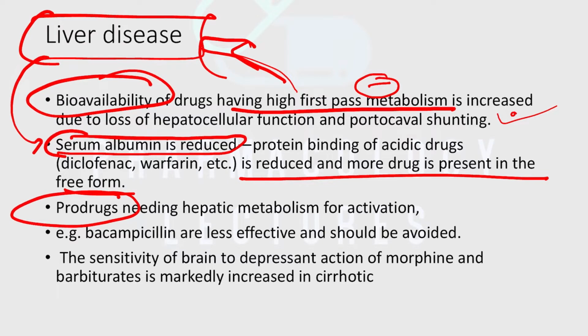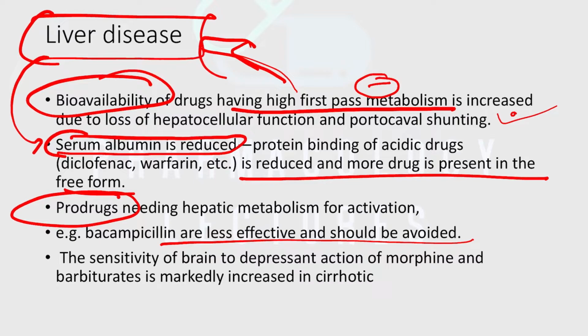Prodrugs, we already discussed. Prodrugs are inactive as such, but they get metabolized in the liver first, then they become active and produce their response. Now if the liver is already damaged, then the prodrug won't get into the active form, and that affects the response of the drug. An example is bacampicillin, a prodrug, and its response would be lowered if the liver is not well.